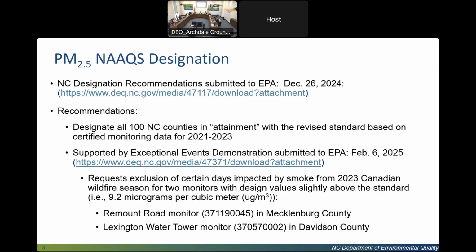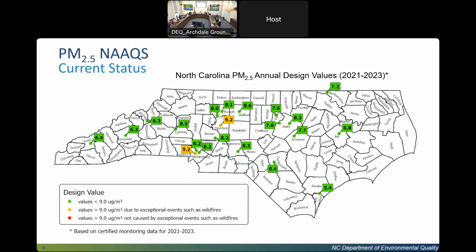And we carefully followed EPA's exceptional events rule and their supporting guidance documents and used a variety of evidence to show that that was the case. You may have seen this map presented before, but it shows all of our PM 2.5 monitors across the state. Most of them are green, which means they are below the revised standard. The two that are yellow are the Remount and Lexington monitors. We do not have any monitors violating the standard outright without an influence from an exceptional event.